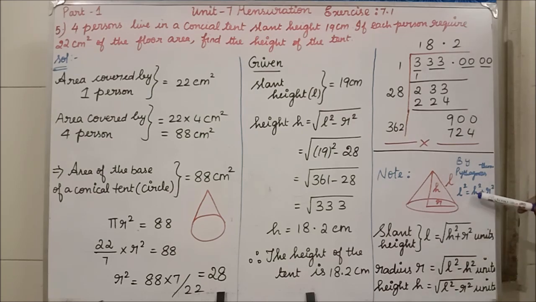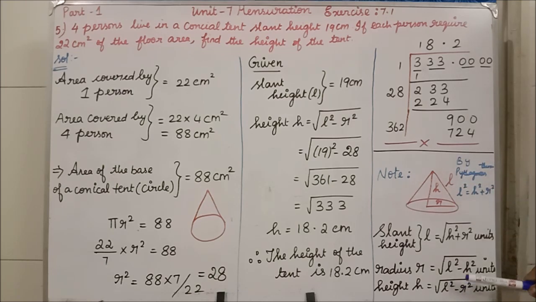So L equals the square root of H square plus R square. From this, if you need R, keep R alone on this side and take H to the other side. So R equals the square root of L square minus H square. R alone means you have to put the square root. Clear? Like that. If you need height, keep the height alone on this side and take r square to the other side.